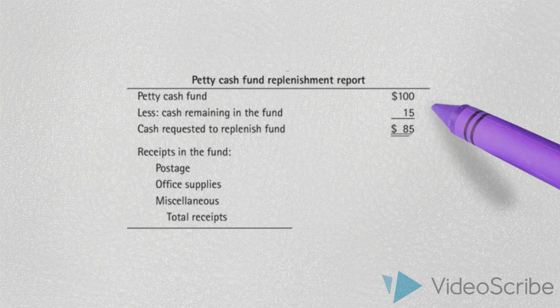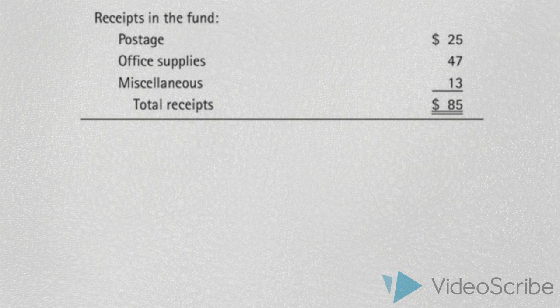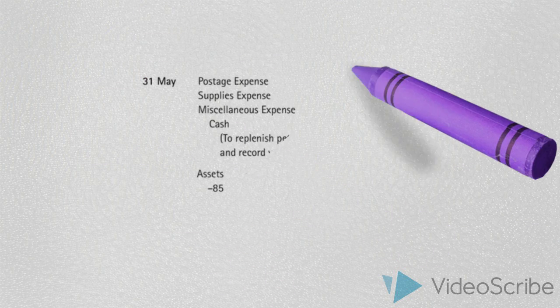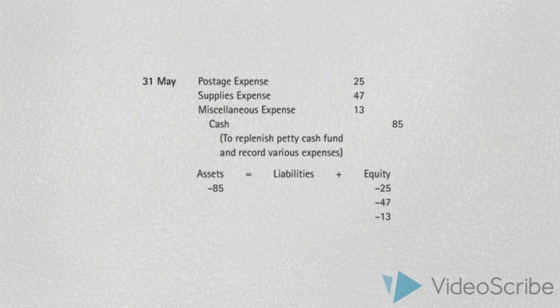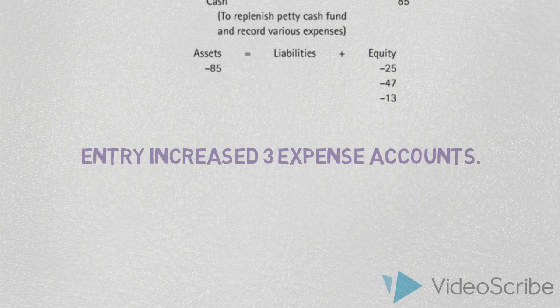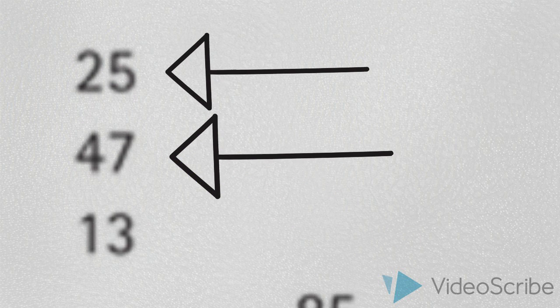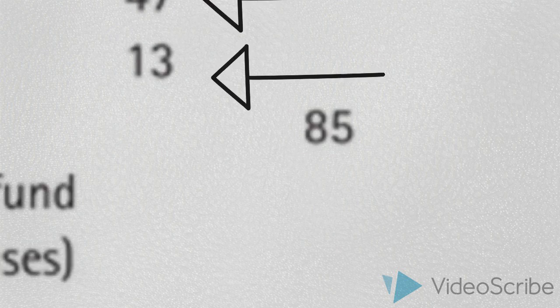Suppose that a company prepares the following report. The report shows that the fund needs $85 to be fully replenished. As a result, the company would cash a check for $85 to replenish the fund and record as follows. The entry will then increase the three expense accounts: postage, supplies, and miscellaneous.